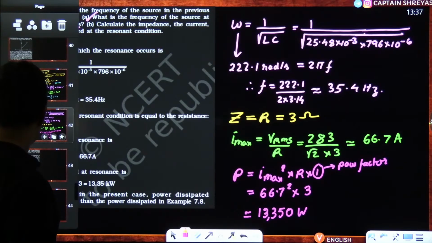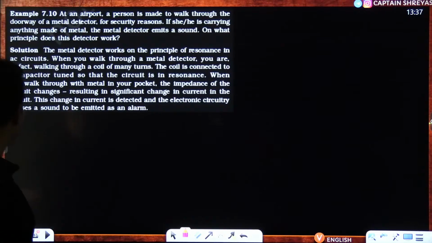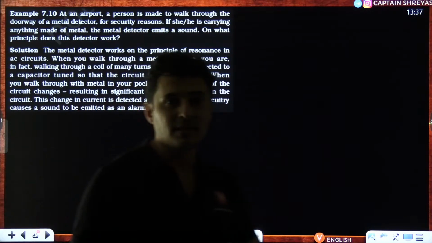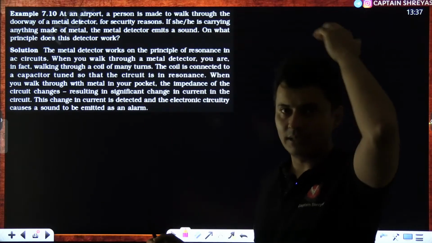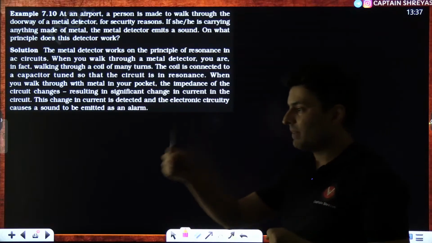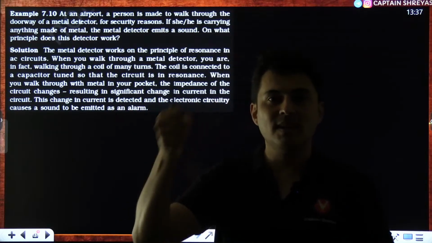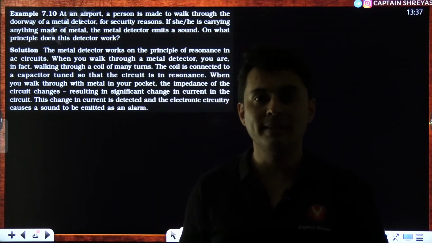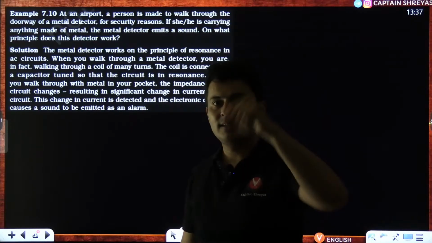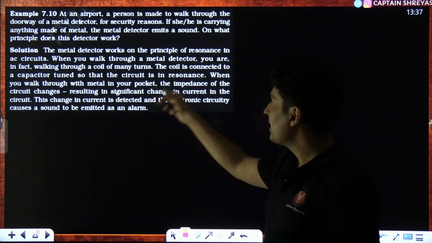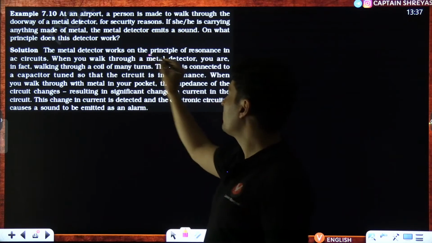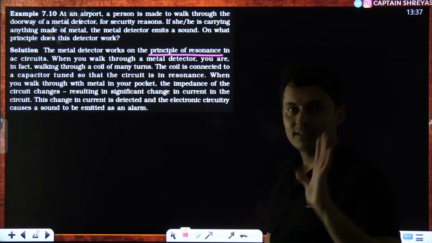Awesome. So another example, this can be asked as a give reason or match the following phenomena question. At the airport they use metal detectors. What is the working principle of a metal detector? Inside the metal detector, it works on the principle of resonance of AC circuits.